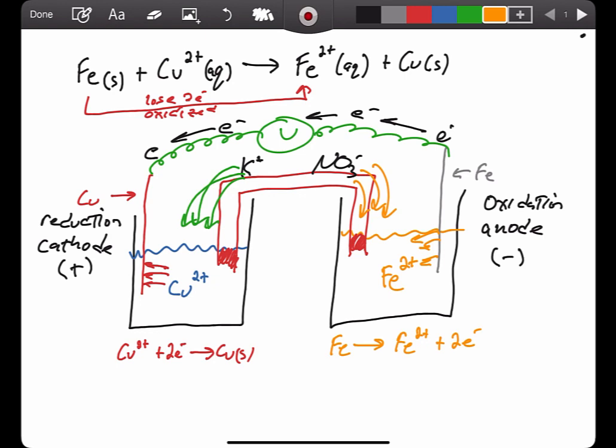And that's everything that we need to determine for this particular problem. So if there's anything in there that you don't understand, please let me know.